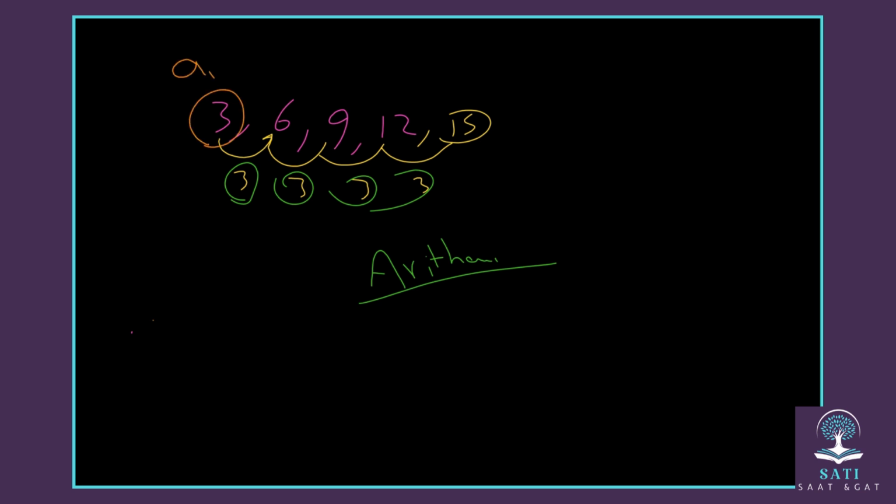We call it A1. And this is the second term, we call it A2. And this is the third, we call it A3. And this is the fourth, we call it A4. And this is the fifth, we call it A5. Okay, if I continue, the last term, where I stop this sequence, I call it An, which is the nth term.